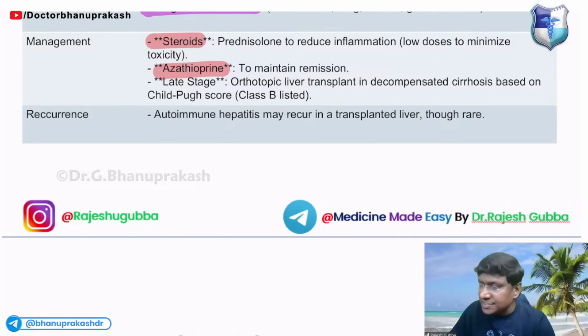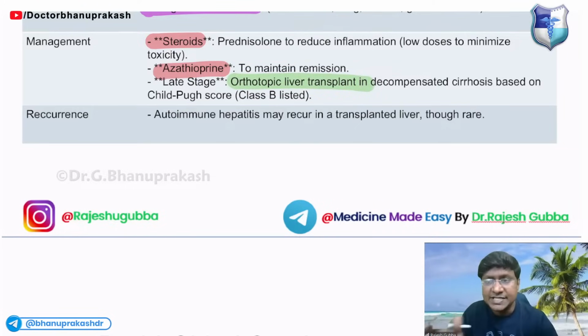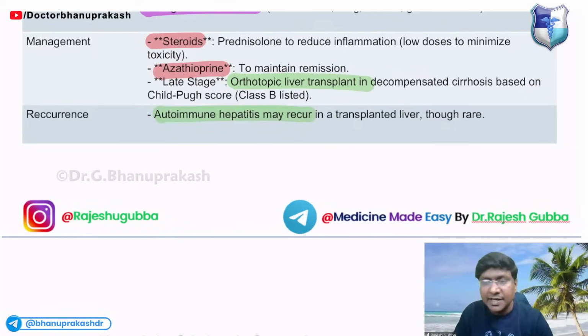In the late stages, what will you do? In the late stages, you need to do orthotopic liver transplantation. Okay. Now, is there any recurrence after orthotopic liver transplantation? Yes. Autoimmune hepatitis may recur in the transplanted liver. Okay. So this is about autoimmune hepatitis.